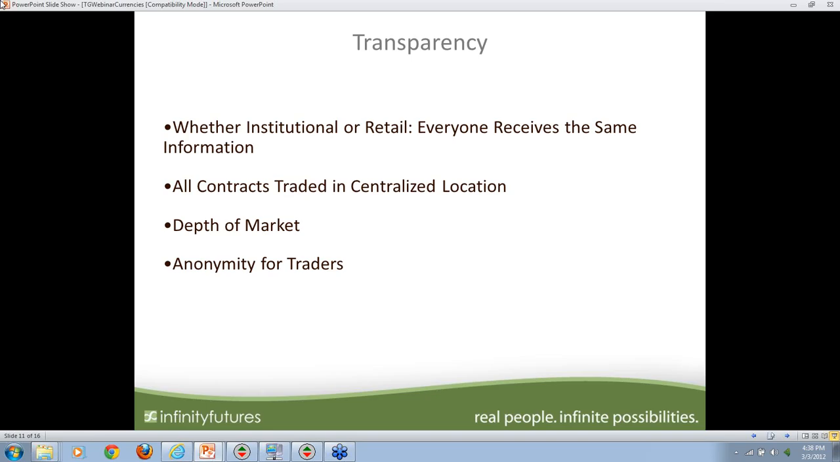Okay, next we're going to keep moving on. All contracts are traded in a centralized location, as Gavin was mentioning, which is the CME Globex server. It's a centralized marketplace. Sorry, that's currencies, isn't it? Yeah, exactly. It's the biggest centralized marketplace for currency trading.